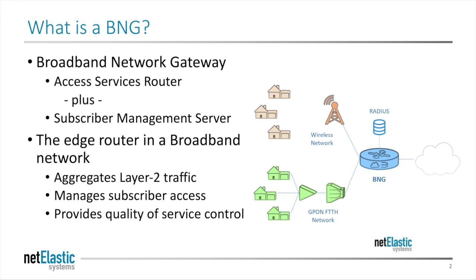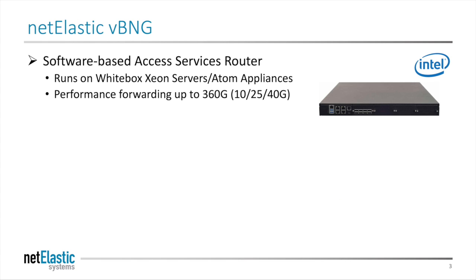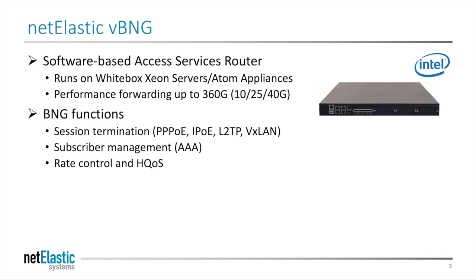events of congestion. The netElastic Virtual BNG runs on a hypervisor on a white box server or network appliance and delivers performance forwarding of up to 360 gigabits per second over 1, 10, 25, or 40 gig ports. It provides endpoint termination of layer 2 tunnels such as PPPoE, IPoE, or VXLAN.